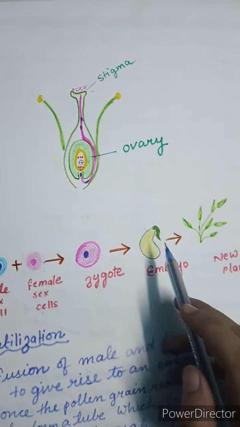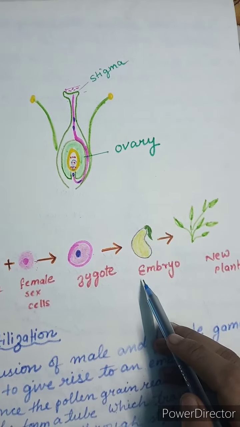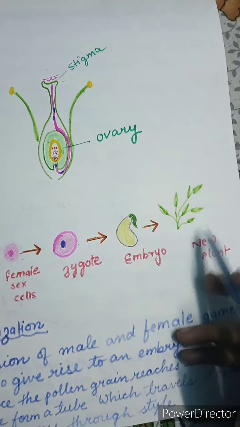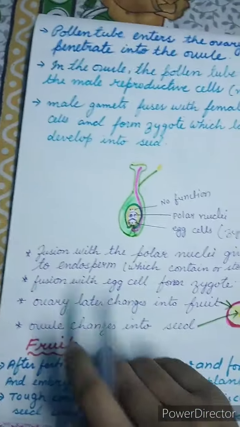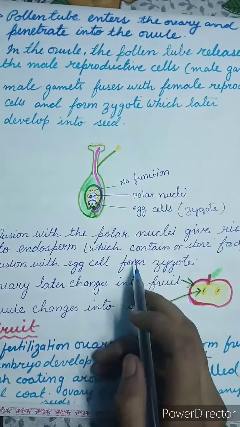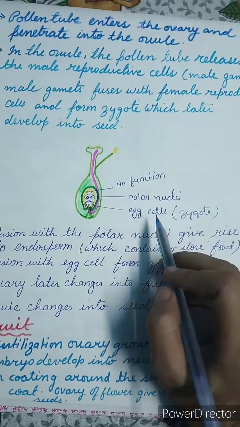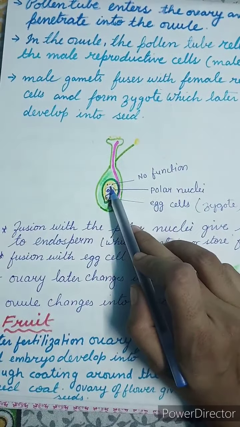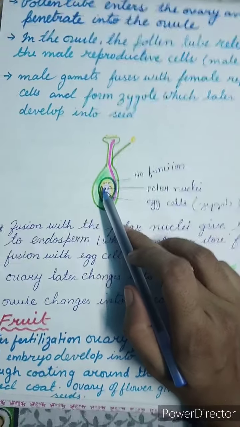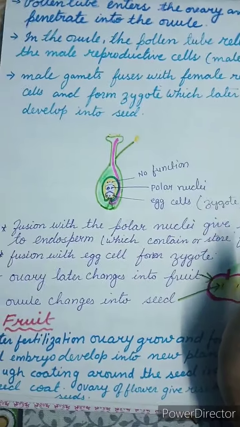Here we have seen the zygote is transformed into an embryo, and the embryo develops into a new plant. So children, fusion with the egg cell forms the zygote. These three cells have no function in the formation of the seed.